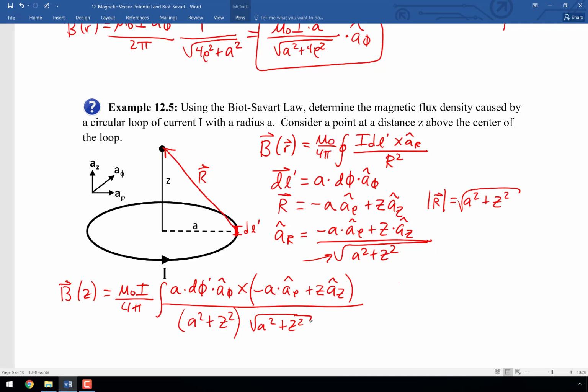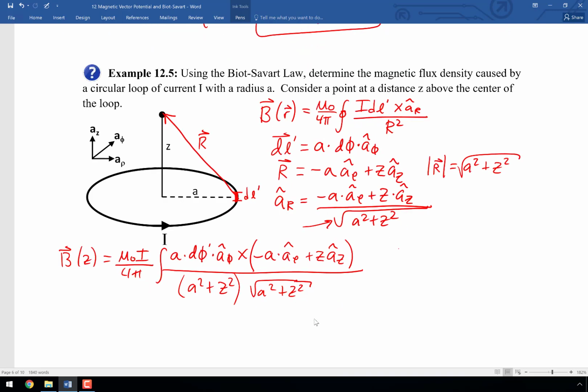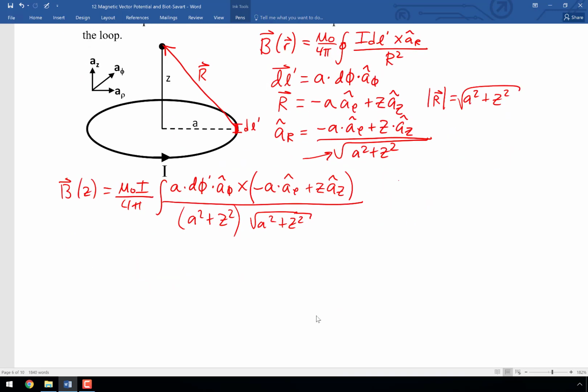And hopefully you can see why I wanted to do a second example, because when we do this second example, it really shows the pattern of solving these problems and how they're often quite similar to each other. So we need to know what is a sub phi crossed with a sub rho. And a sub phi crossed with a sub rho gives me negative a sub z. Remember that if you do the cross product in the opposite order, you get a negative sign.